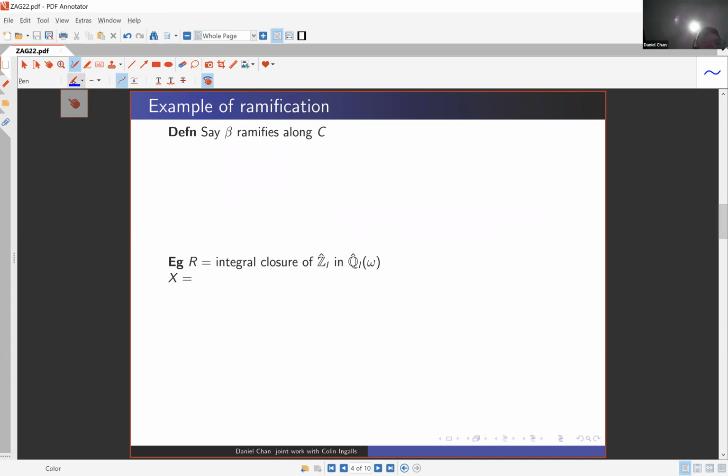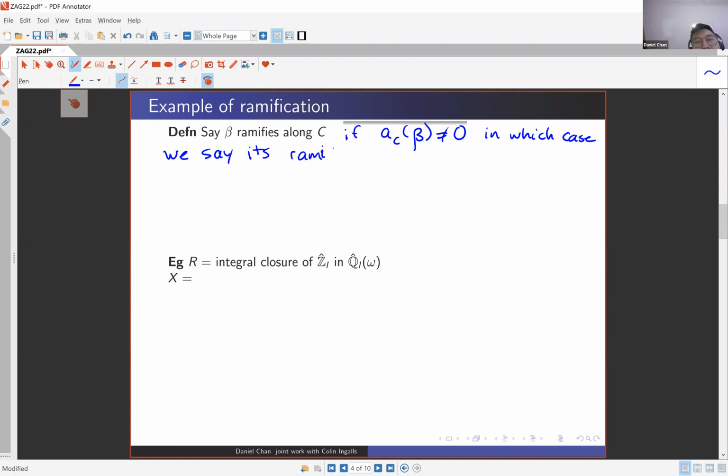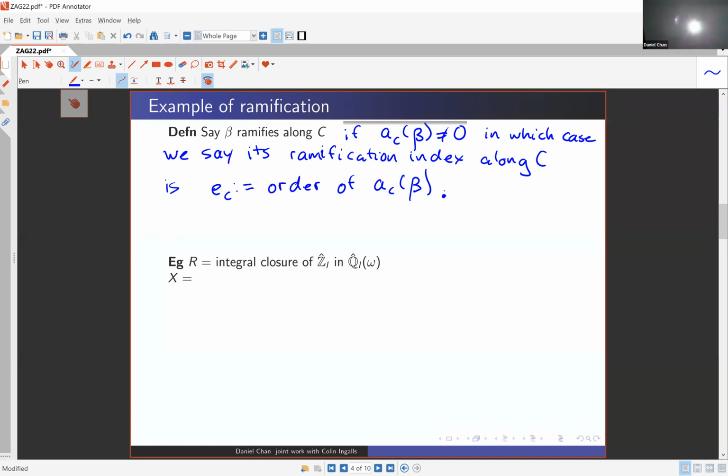Okay, so let's see what's going on here. Firstly, we say beta ramifies along C if this AC of beta doesn't equal 0. This AC of beta lands in a torsion group. So in which case, we say this ramification index along C, we'll denote it with EC, that's a common notation for ramification index, is defined to be the order of AC of beta. Okay, so it's in a torsion group and we can talk about its order.